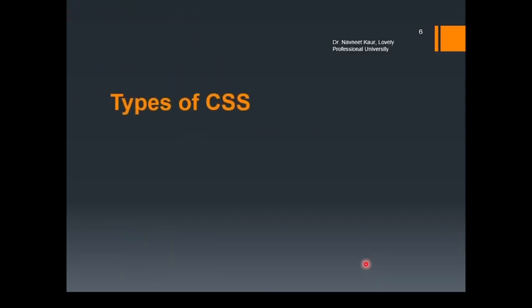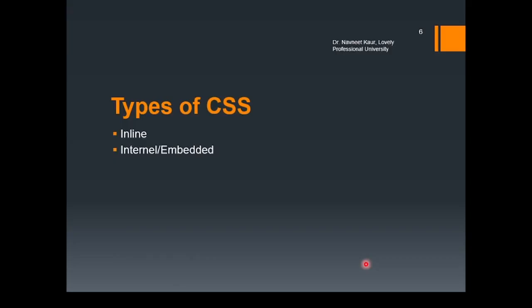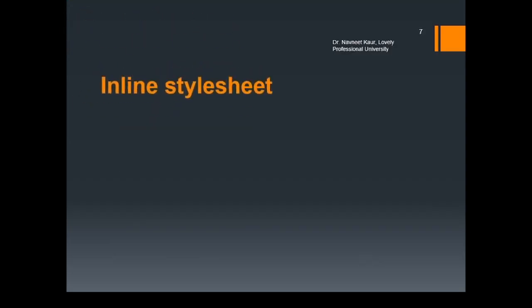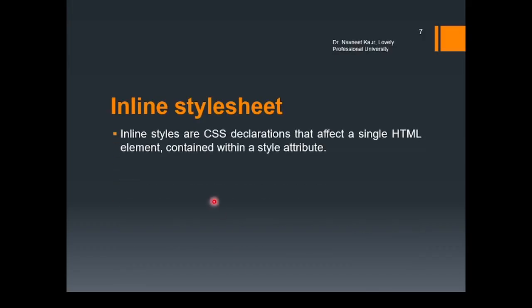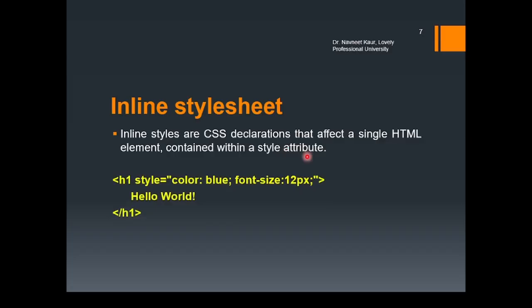Now let's have a look at the different types of CSS. The first one is inline CSS. Then we have internal or embedded. And the last one is an external style sheet. Now the inline style sheet. Inline styles are CSS declarations that affect a single HTML element contained within a style attribute. This is the syntax. So this is one of the easiest ways to apply styling.